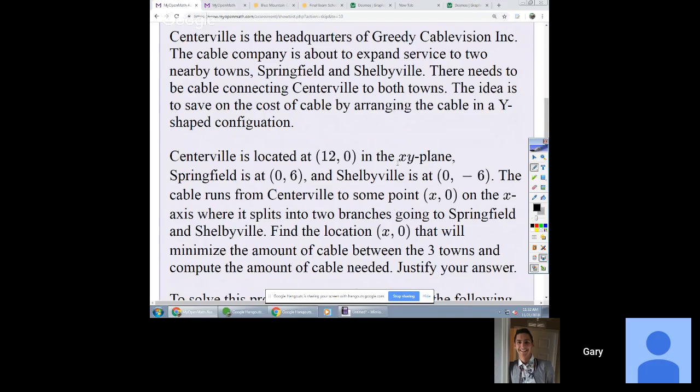Centerville is located at (12, 0) on the XY plane. Springfield is at (0, 6) and Shelby is at (0, -6). The cable runs from Centerville to some point x0 on the x-axis, where it splits into 2 branches going to Springfield and Shelby. Find the location x0 that will minimize the amount of cable between the three towns.